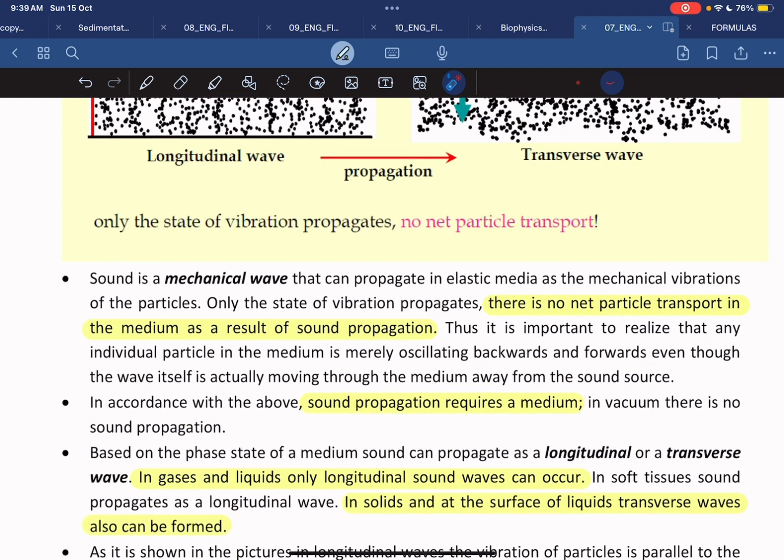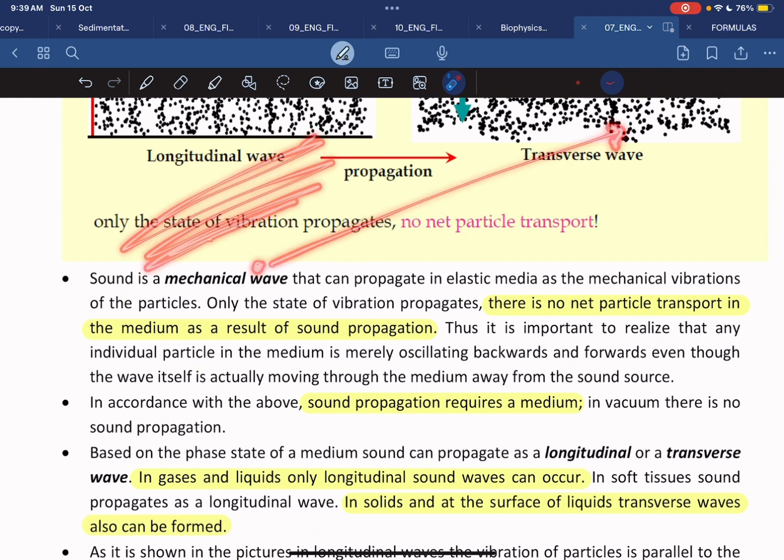Okay, just some important points. There's no net particle transport in the medium. As I told you, a particle which is here will not go all the way there to propagate your sound. It's going to stay there and vibrate back and forth and back and forth, and doing that is going to create the areas of compression and rarefaction.